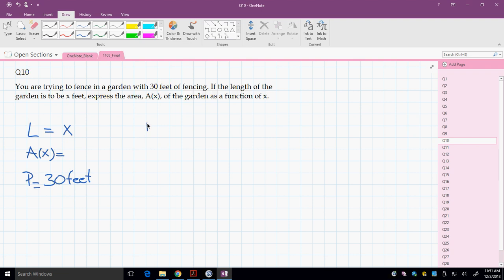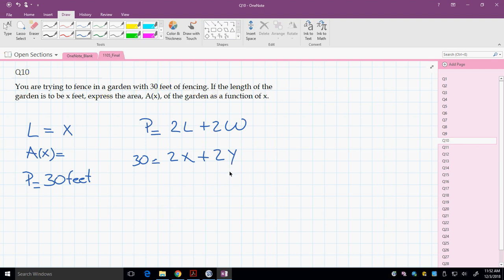And if we think about our perimeter formula, it is 2 times the length plus 2 times the width. So they want us to use x and y. We have the perimeter to be 30, and that will be equal to 2x plus 2y.